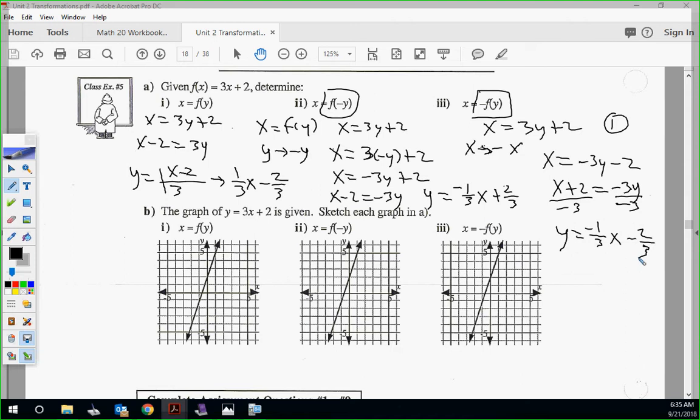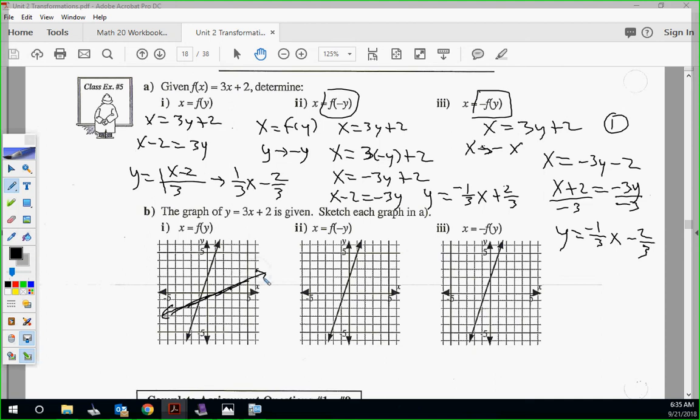Okay, and I want you to graph these here. So this one here is going to be 1/3 x minus 2/3. So minus 2/3, I'm just going to be right about there. And it's down 1 or up 1 over 3. So it's going to be about here. It's going to be something along these lines.